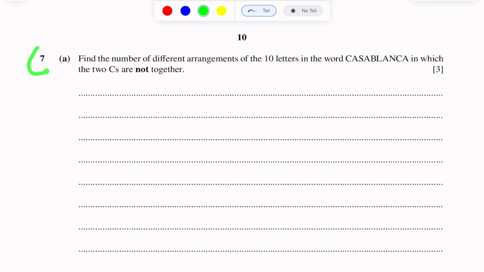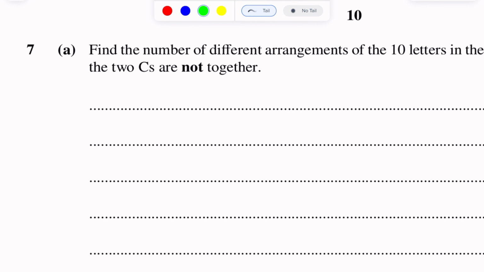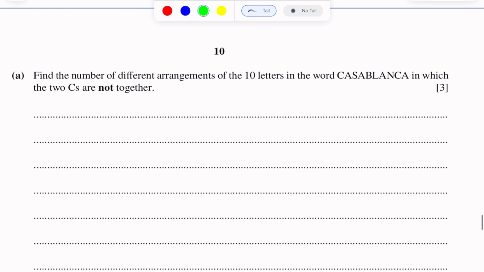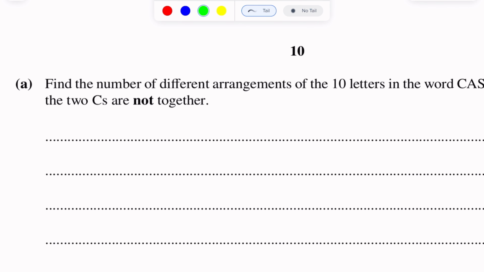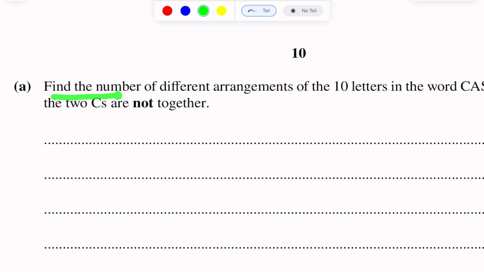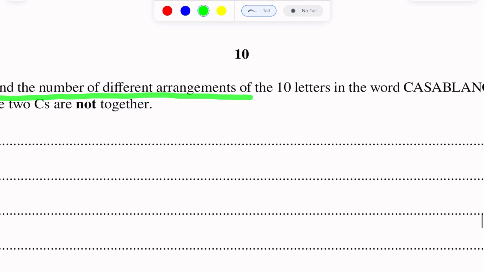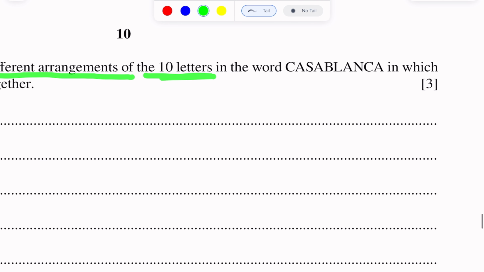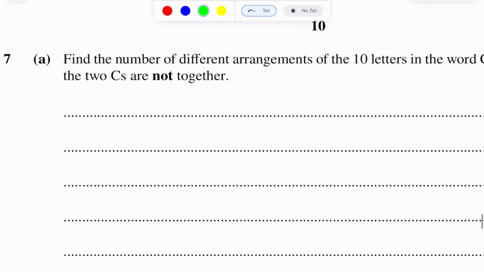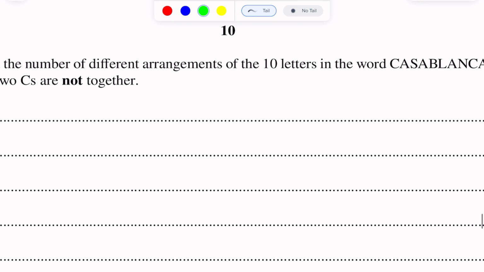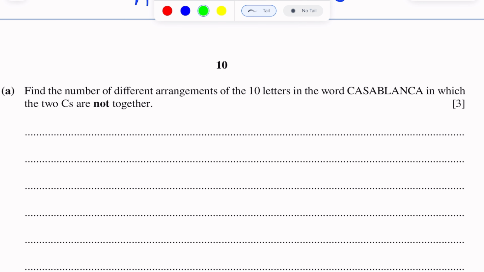This is the last question of this paper, question number 7. This question is from permutations and combinations. Part A of this question is: find the number of different arrangements of the 10 letters in the word Casablanca, in which two C's are not together. This part is of permutation, because there is a specific order.